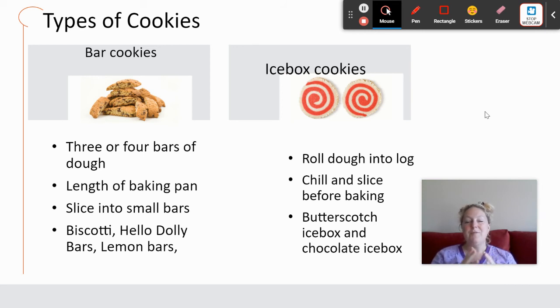Icebox cookies are made from a very stiff dough, and you roll it out and then you form it into a log. Usually I use wax paper to do that and to make a nice tight log. You chill it for a couple of hours or even overnight. Butterscotch icebox and chocolate icebox are examples of cookies. Sugar cookies that actually have like a rolled look to them.